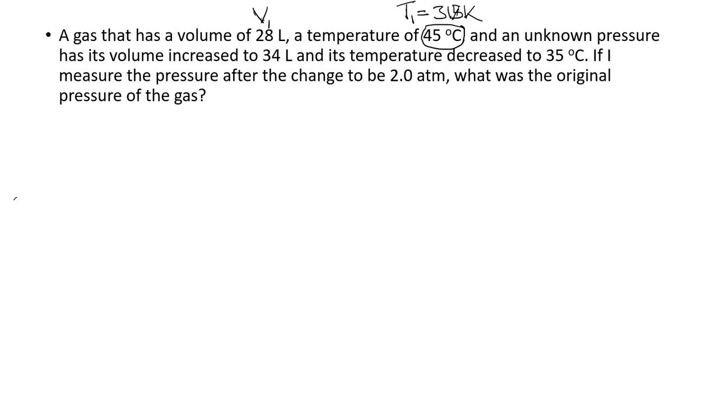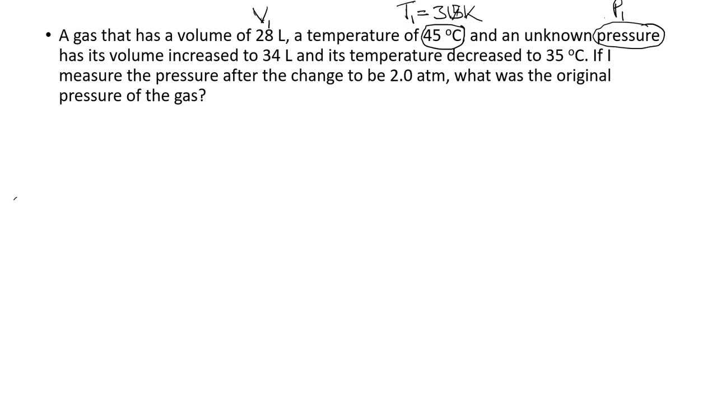So we have a gas that has a volume of 28 liters, and that volume is V1, at a temperature of 318 Kelvin, and an unknown pressure. So this unknown pressure here is P1 because it is before the change.